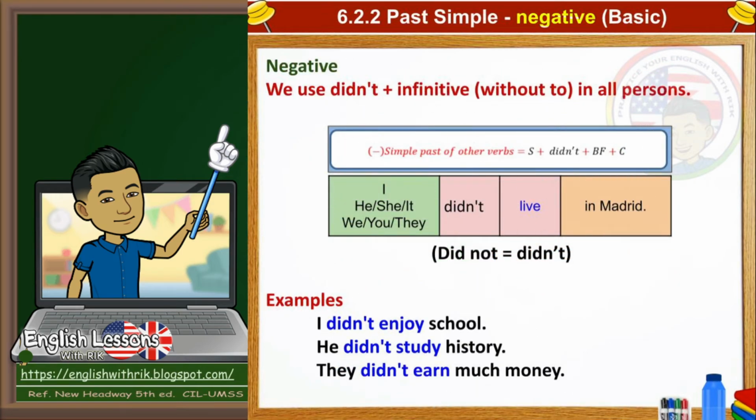Negative. We use didn't plus infinitive without to in all persons. I didn't live in Madrid. She didn't live in Madrid. You didn't live in Madrid. Here are some examples. I didn't enjoy school. He didn't study history. They didn't earn much money.